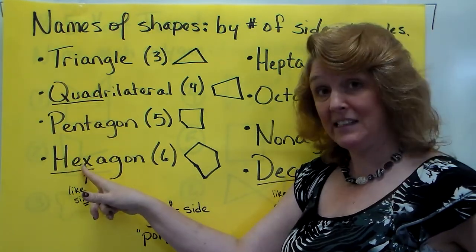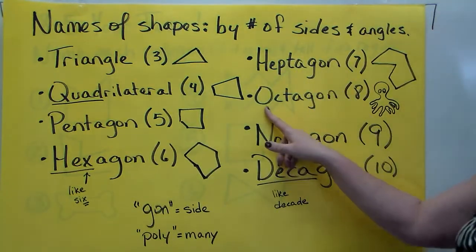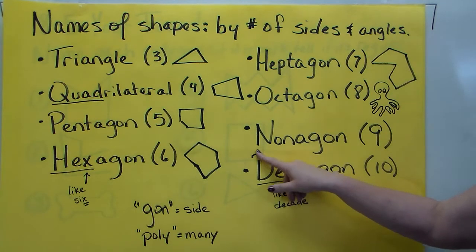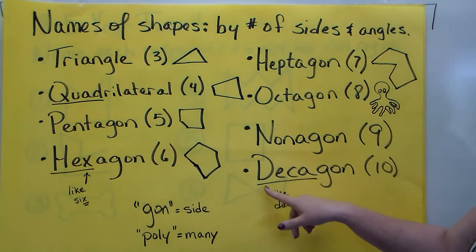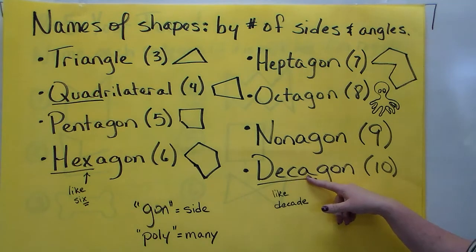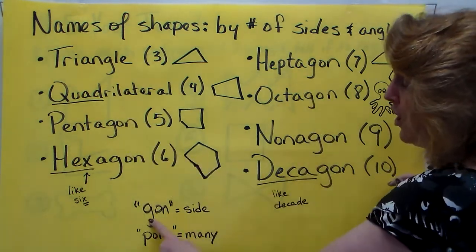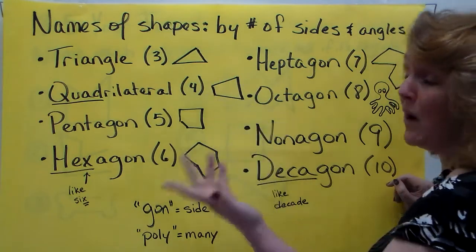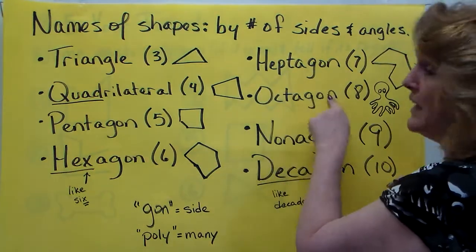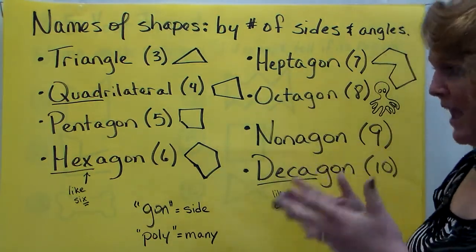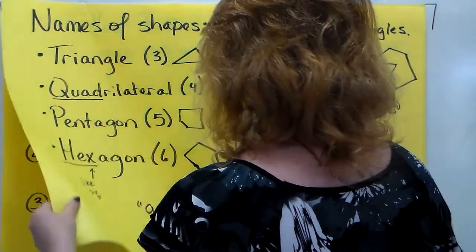Hexagon has an X, like the six. Heptagon means seven. Octagon means eight. Nonagon, N-O-N, I think it's Greek for nine. And then decagon, like decade, is 10. Now, if you haven't noticed, the majority of these are gons. Gon means side, and poly for polygon means many. So this is six side, seven side, eight side, on and on. So the name actually tells you, if you speak Greek, how many sides it has.